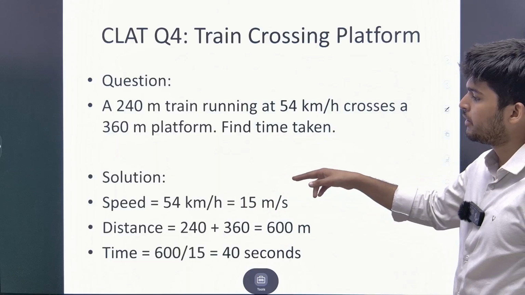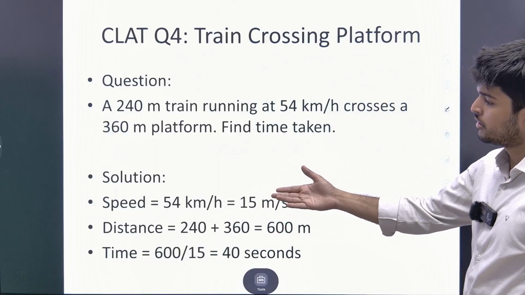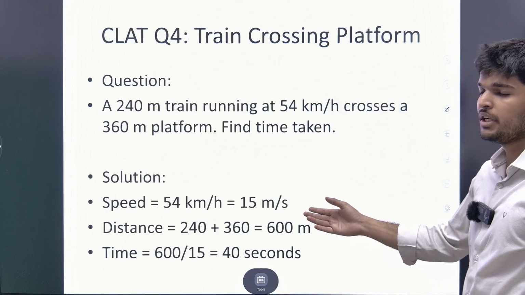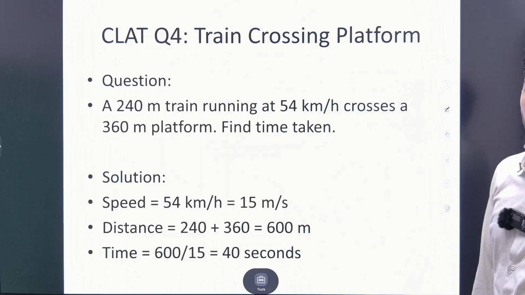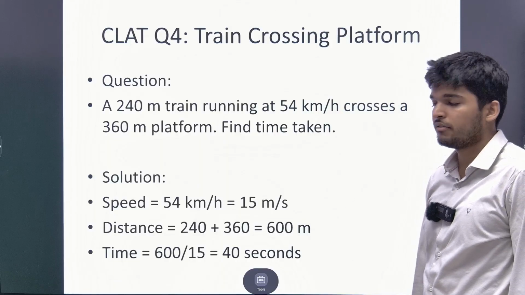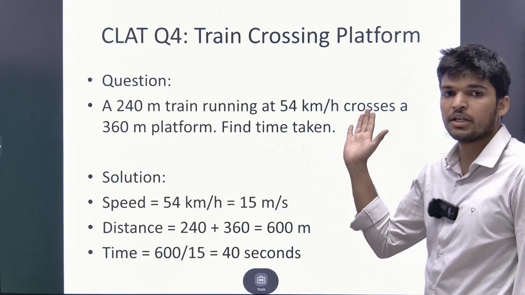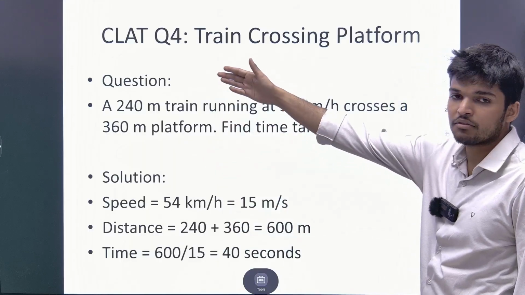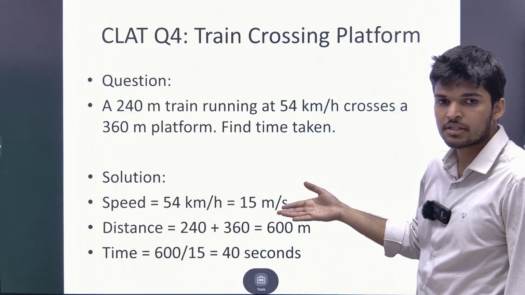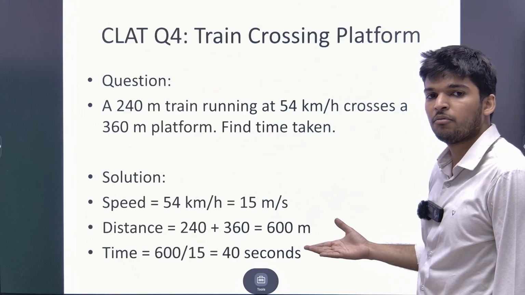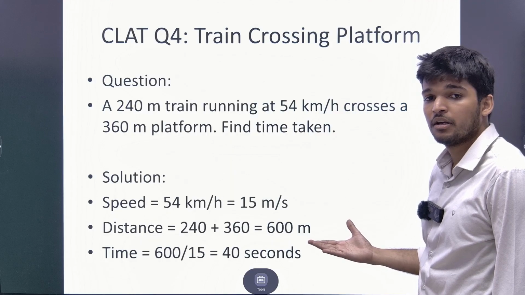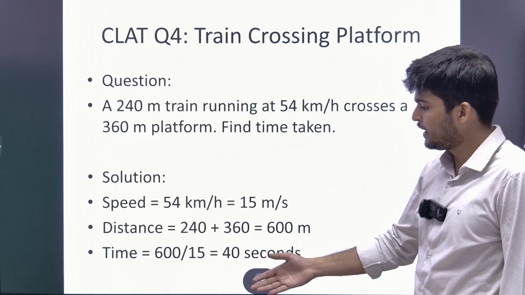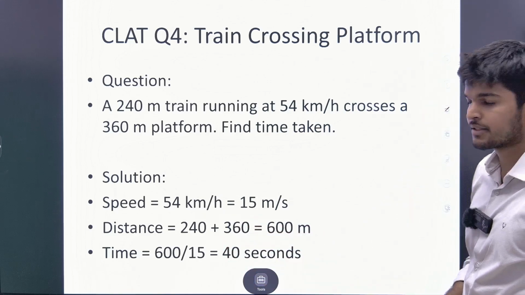So 54 when divided by 18 is 3, and 3 into 5 is 15. So the speed of the train is 15 meters per second. The total distance the train has to travel would be the length of the platform plus the length of the train. The length of the train is 240, and 360 is the length of the platform, so 240 plus 360 equals 600 meters. The time taken would be distance upon speed, that is 600 divided by 15 equals 40 seconds.